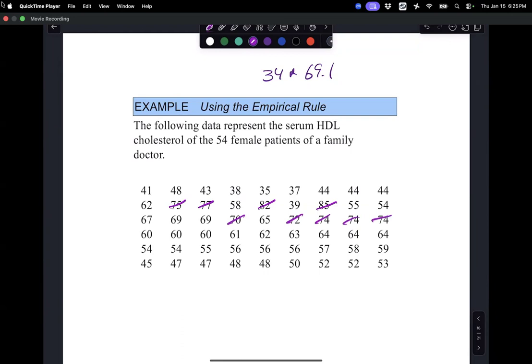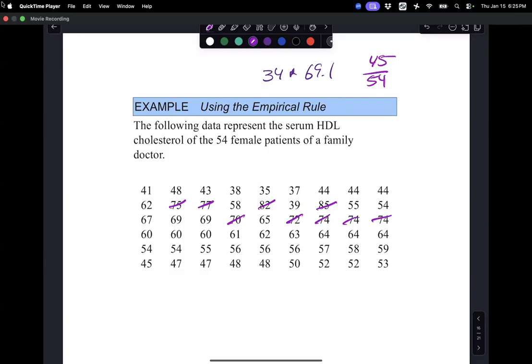Okay, is that it? Those are the only ones I'm missing? Okay, so we were at 54. I'm going to count 1, 2, 3, 4, 5, 6, 7, 8, 9. So 9 of them are not. So we have 45 out of 54 that are between that.